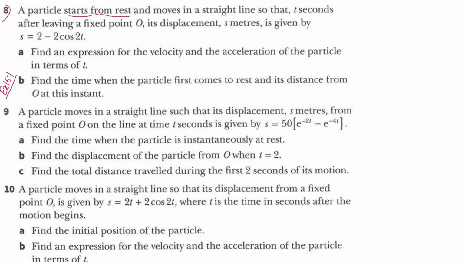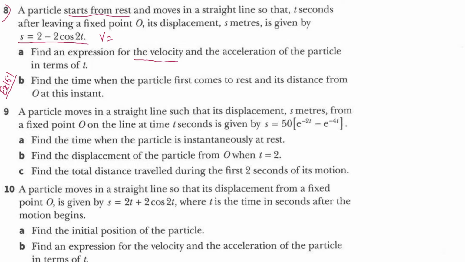It is moving in a straight line, and t seconds after leaving the fixed point, the displacement s meters is given by the expression given. They're asking us to find an expression for the velocity and the acceleration. So to get the velocity expression, we need to differentiate. One differentiation gives you the velocity expression, and velocity we can write as v.